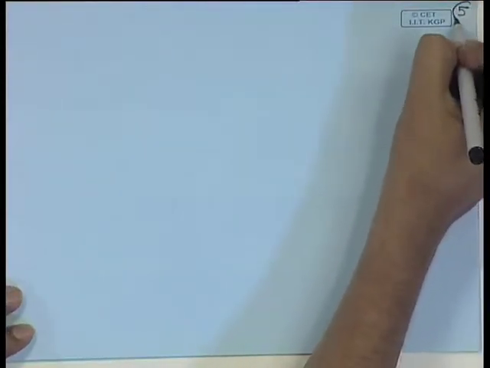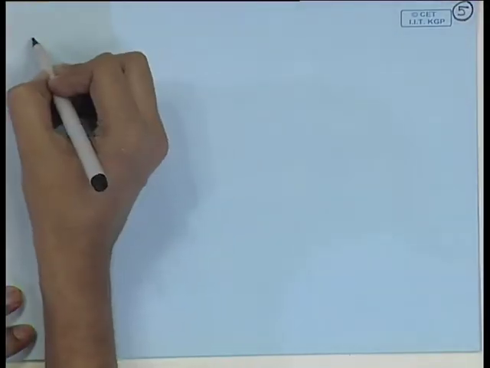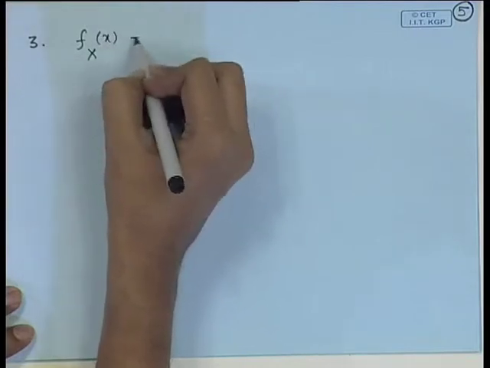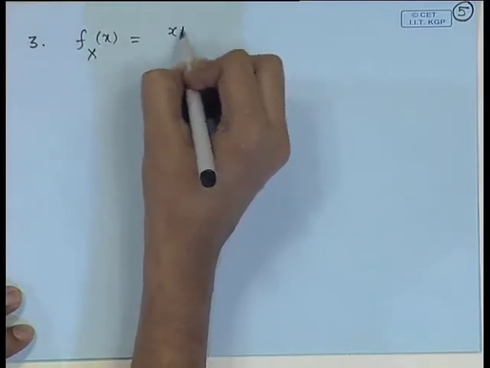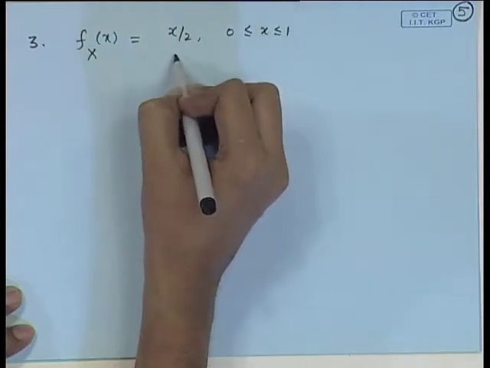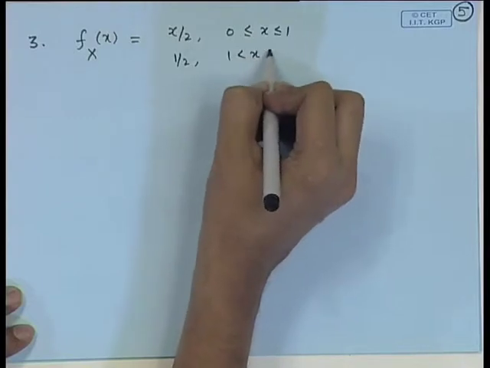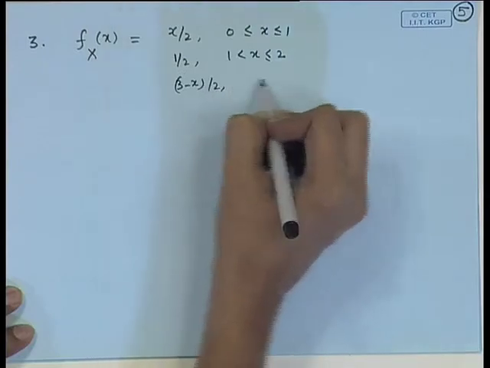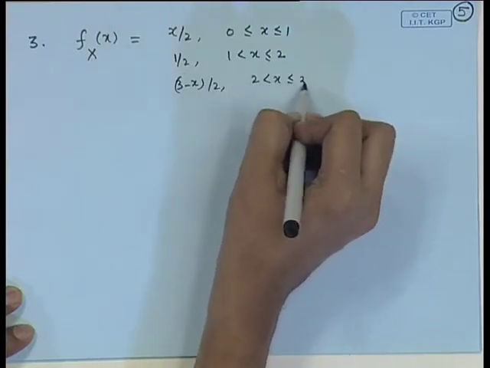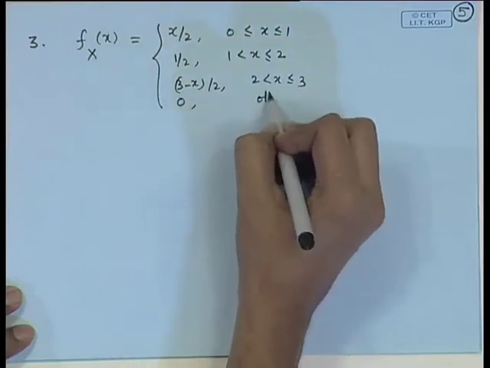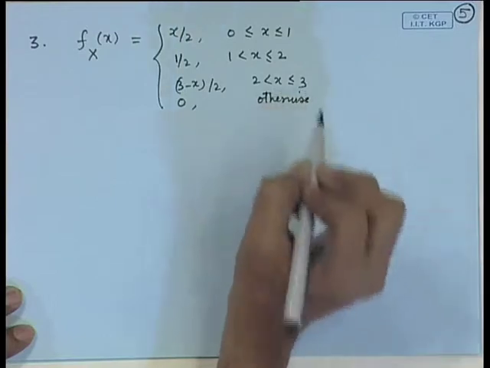Let me take one more application of this. Suppose X is a continuous random variable with the density function, say, x by 2 for 0 less than or equal to x less than or equal to 1. It is half for 1 less than x less than or equal to 2. It is 3 minus x by 2 for 2 less than x less than or equal to 3. It is 0 at all other points.